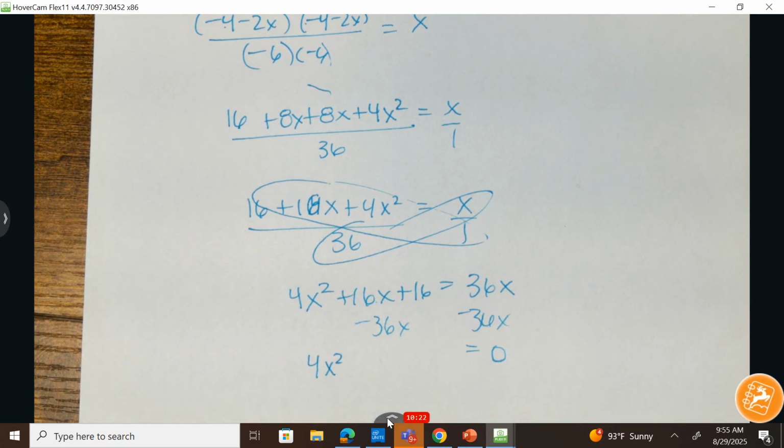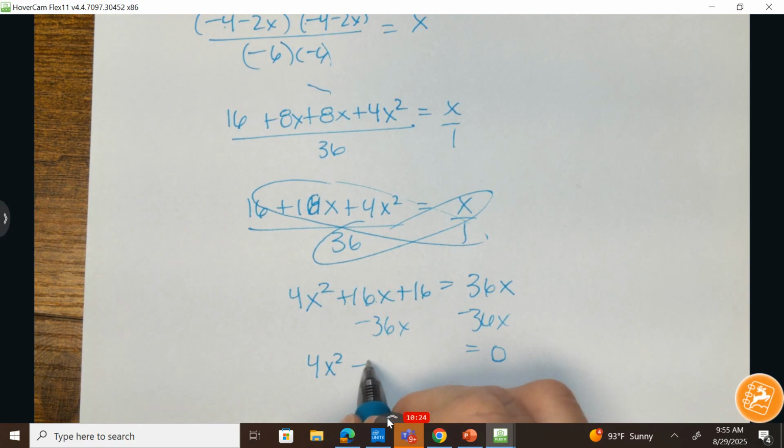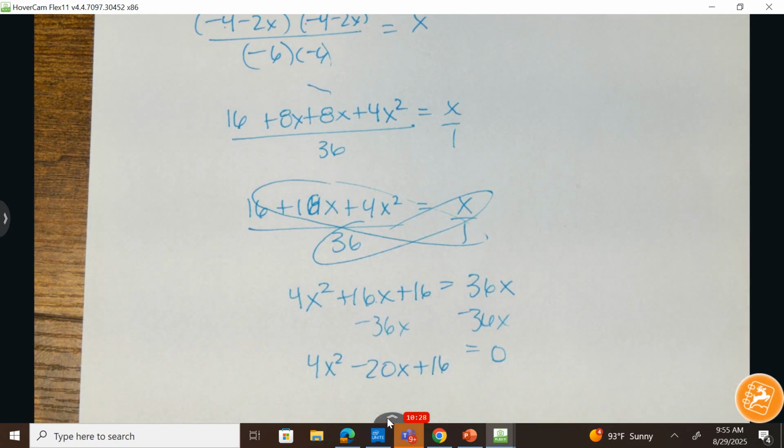Positive 16 minus 36 is a negative 20. And I now have a trinomial, a quadratic equation I could solve using completing the square, quadratic formula, or maybe it's factorable. Now what I recognize is that I can factor out a 4 of all of these. So I'm going to do that right now. 4 times 1, divide by 4, and divide by 4. This seems so much easier to factor.